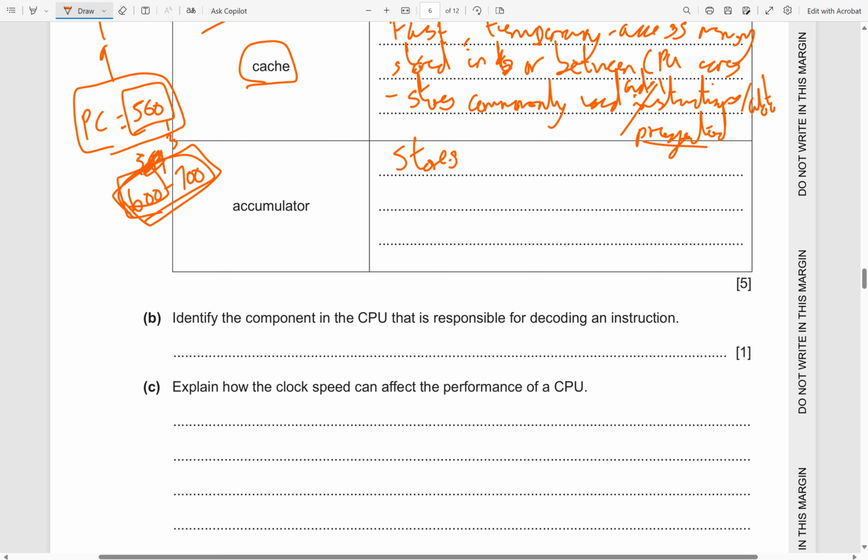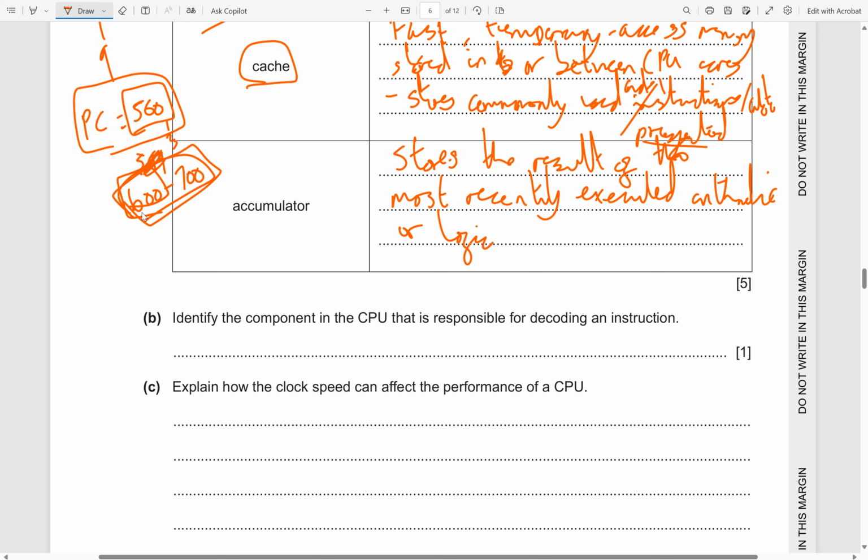I guess the accumulator stores the result of the most recently executed arithmetic or logic instruction. I think that kind of makes sense.